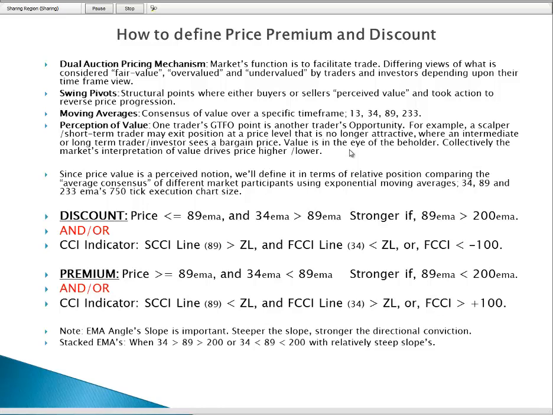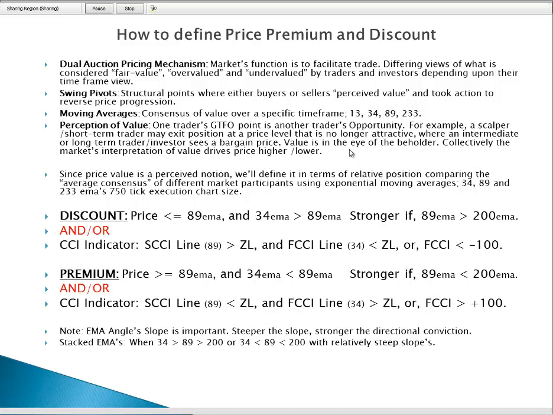Since price value is a perceived notion, we'll simply define it in terms of the relative position of price compared to the average consensus. That's simply where price is relative to the various moving averages that we look at. Whether it's a 750 tick or 200 volume, as I said, it doesn't really matter.